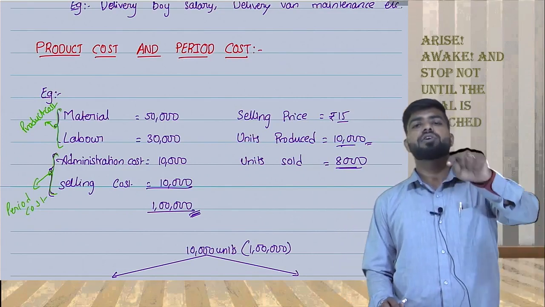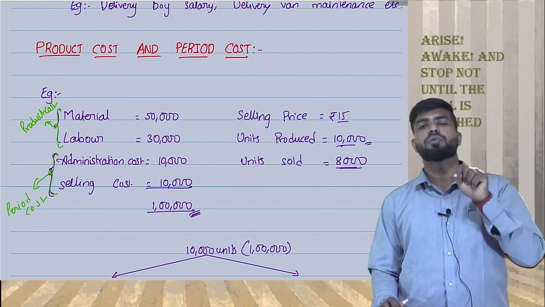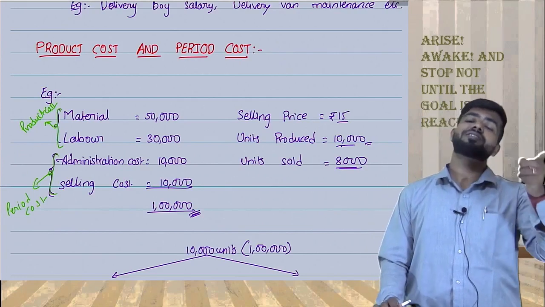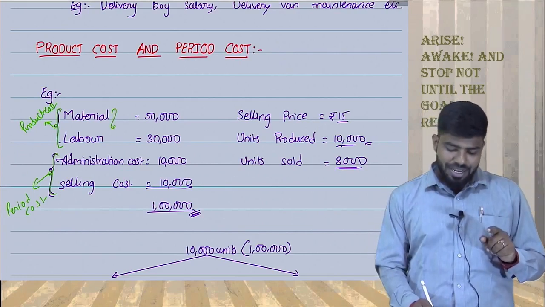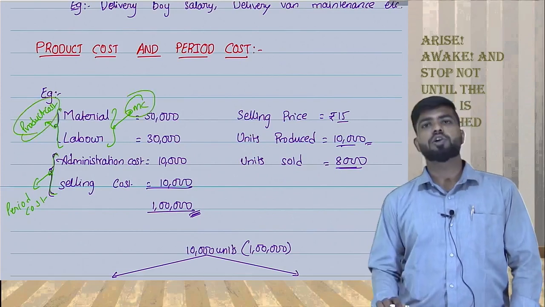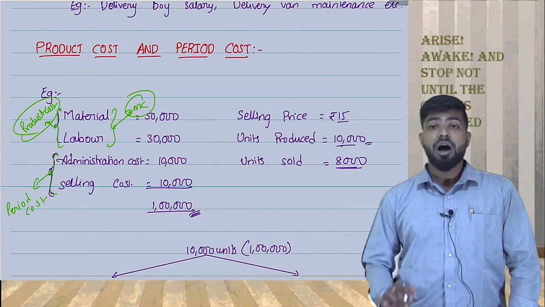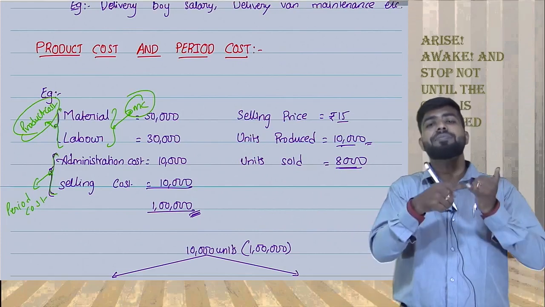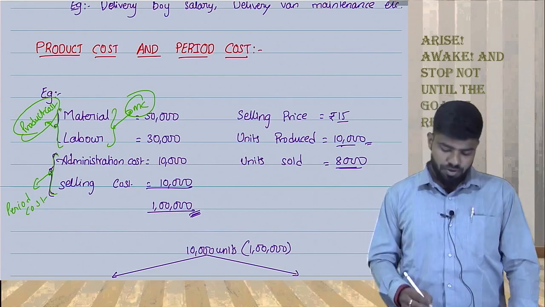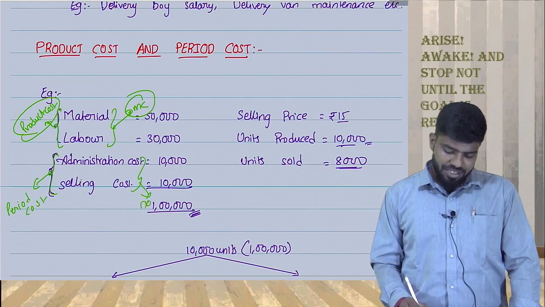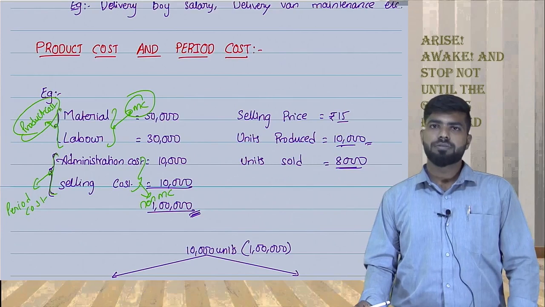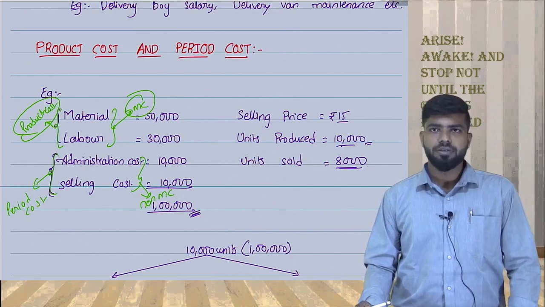What is the second point I gave? You can check with the book. All manufacturing costs are product cost, all non-manufacturing costs are period cost. Material, labor, expenses, all these things are called the manufacturing cost. So all manufacturing costs are product cost. What is non-manufacturing? Administration, selling, distribution. These three are called the non-manufacturing cost, so it is called the period cost. Understanding what I am saying? Okay, that is about the second point.